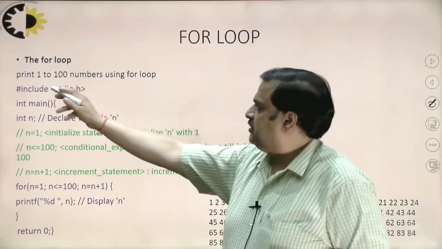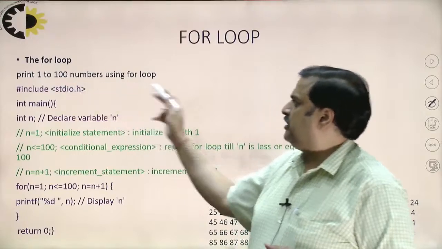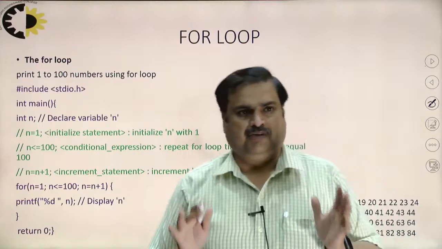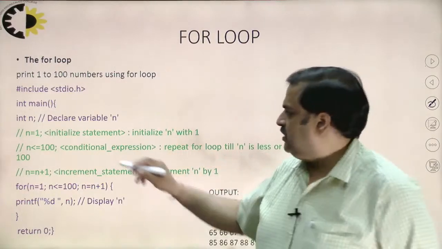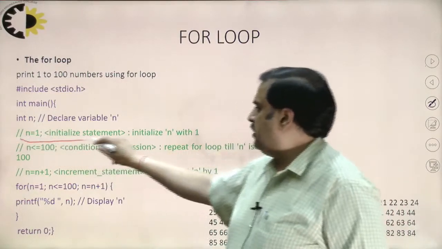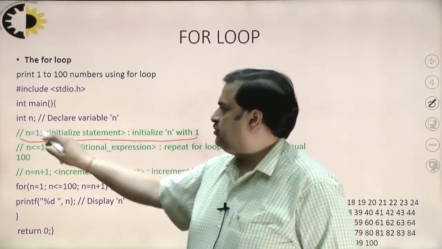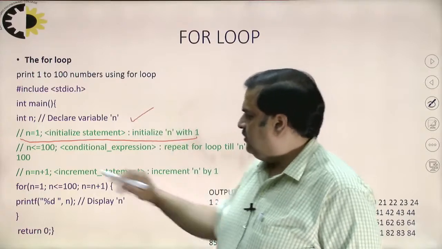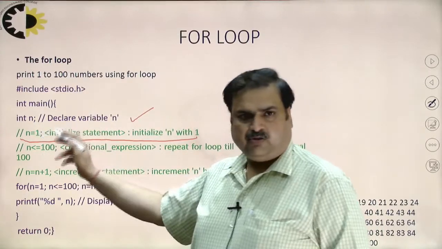So I want to print 1 to 100 numbers using a loop. What we have studied, that first part is the initialization part. So we will initialize n is equal to 1. We have already declared a variable n. So the first part will be n equal to 1.